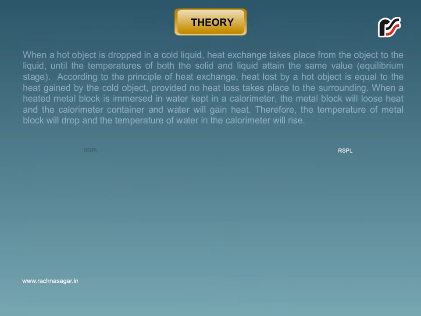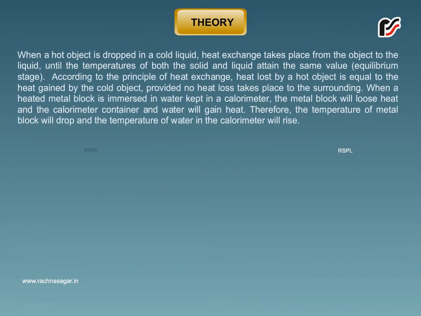Theory: when a hot object is dropped in a cold liquid, heat exchange takes place from the object to the liquid until the temperature of both the solid and liquid attain the same value, the equilibrium stage. According to the principle of heat exchange, heat lost by a hot object is equal to the heat gained by the cold object, provided no heat loss takes place to the surrounding.